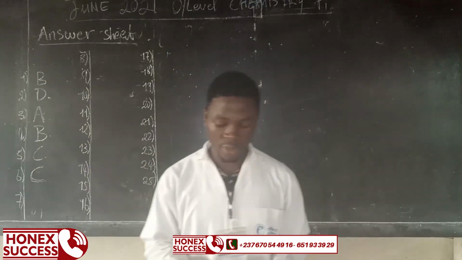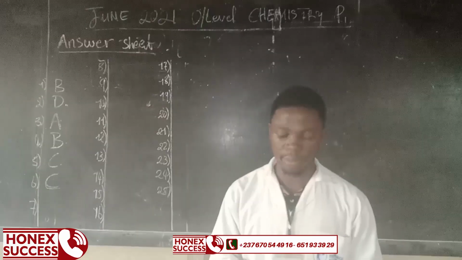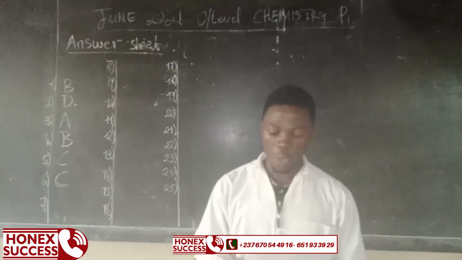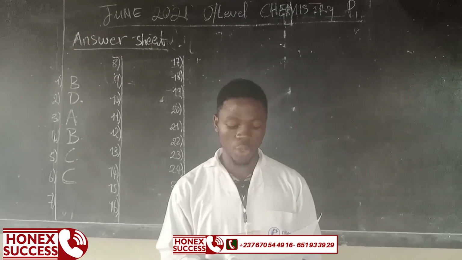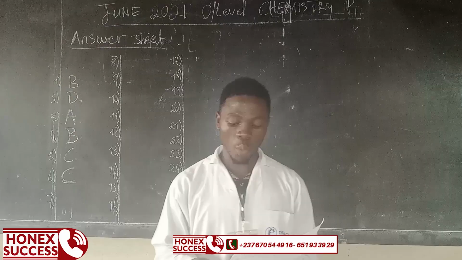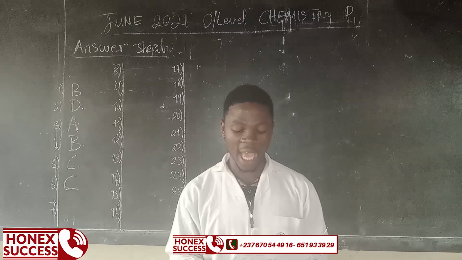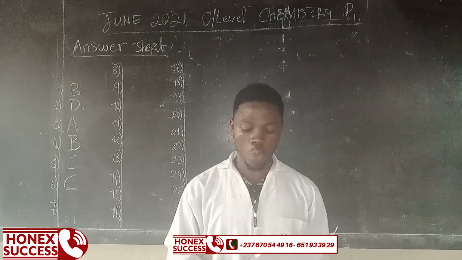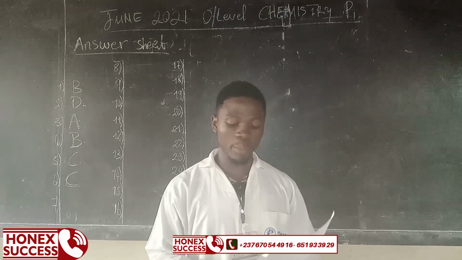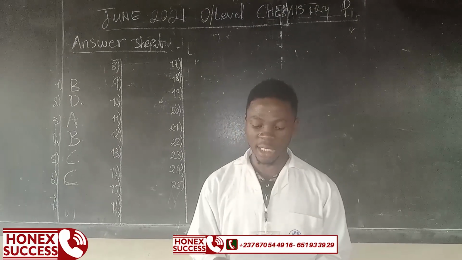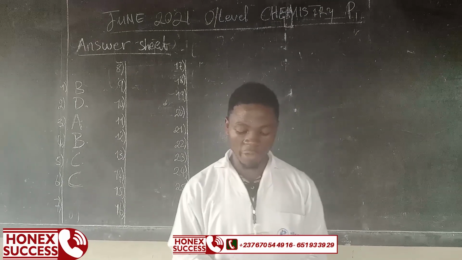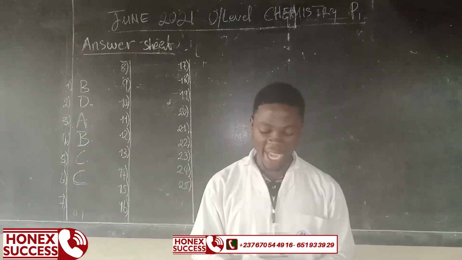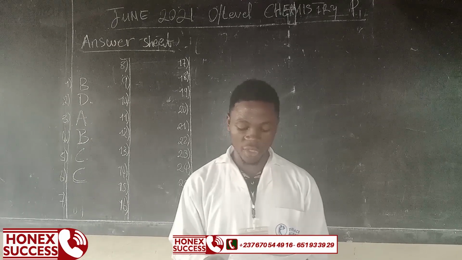We continue with question 7. Question 7 reads, which of the following anions will form a precipitate with barium chloride in an acid medium? A. Sulfate ion. B. Carbonate ion. C. Sulfide ion. D. Nitrate ion.